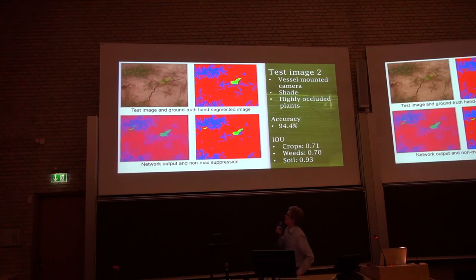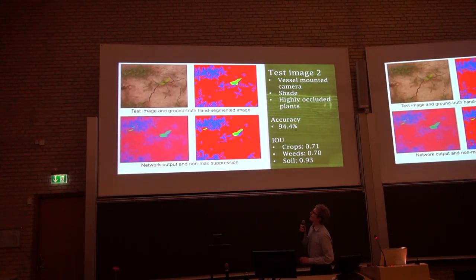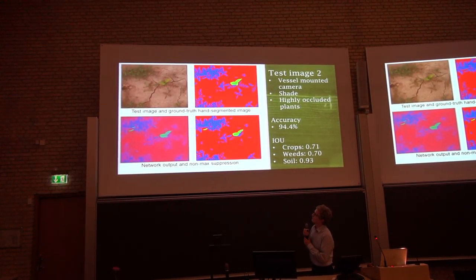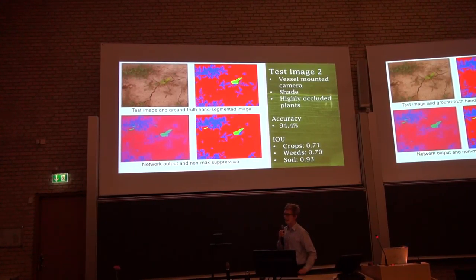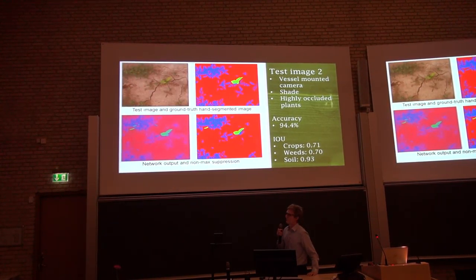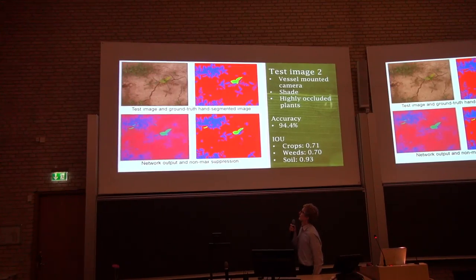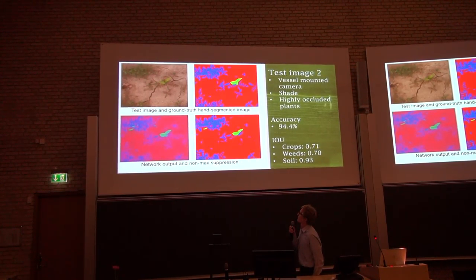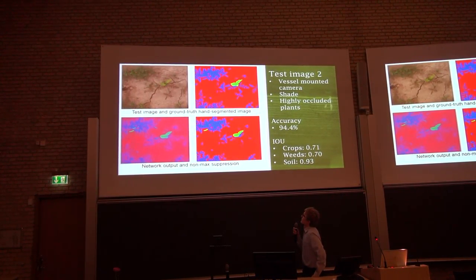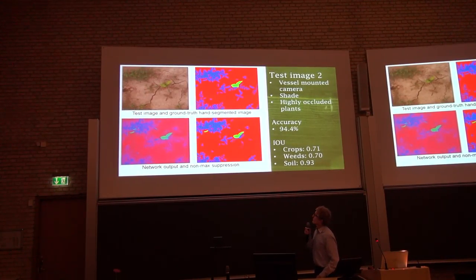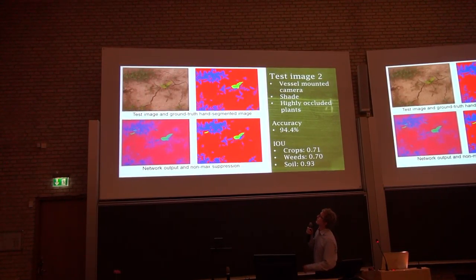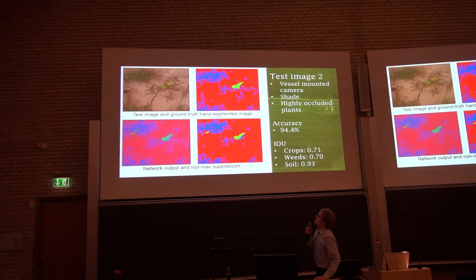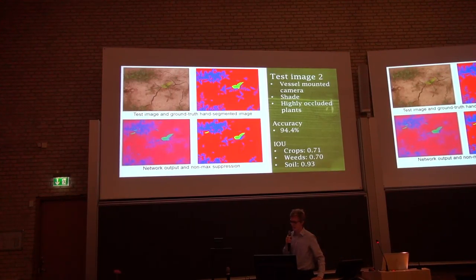But still, the network is actually able to detect the maize, but it also detects one of the leaves of the wheat and thinks that this is actually a mixed plant. So we get one false positive in this detection. But still, it's quite close to the original hand-segmented image that you see at the top right here.